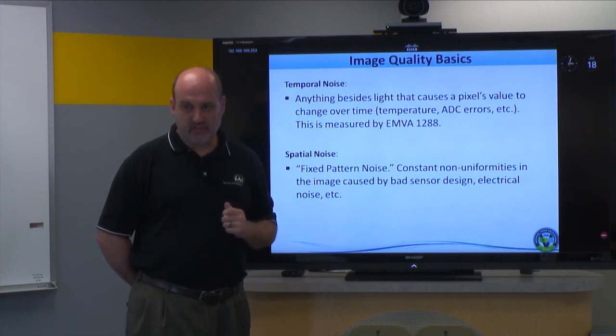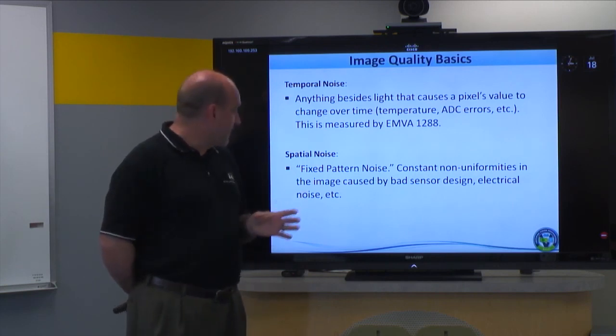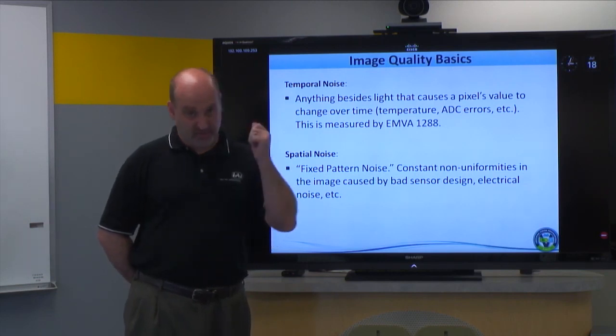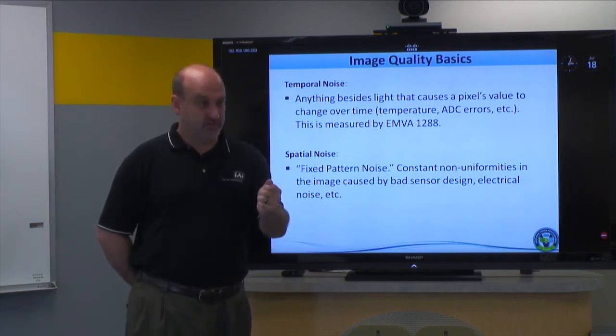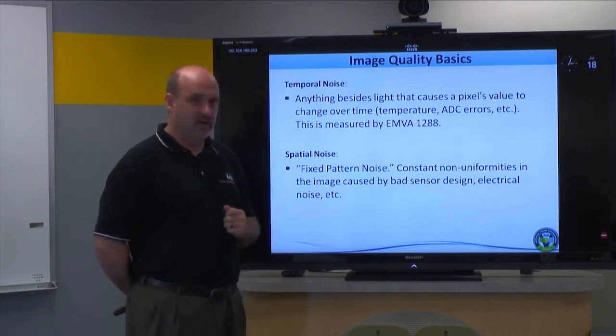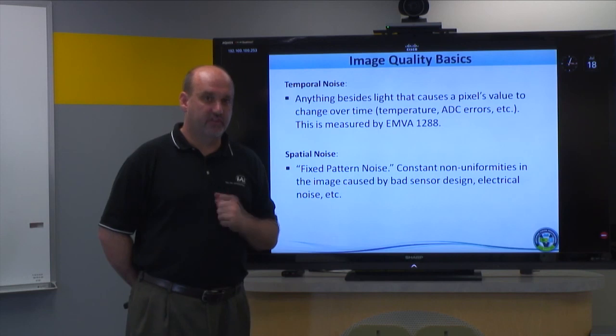Spatial noise, then, is fixed, often called fixed pattern noise. It's fixed. It's still a noise source. This pixel value is not right by some value, but it's constant. That value doesn't change. So there's still an error there, but we can correct things like pattern noise out.